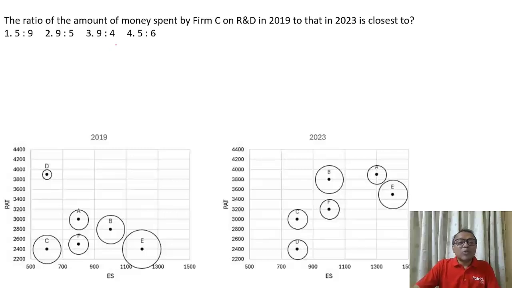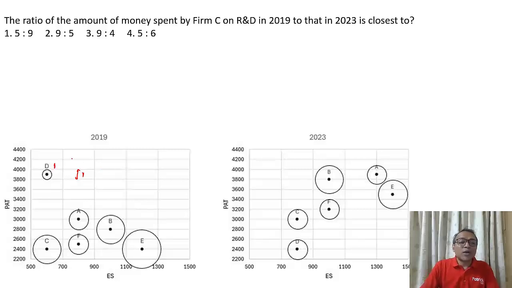So what is the ratio of the amount spent by firm C on R&D? The amount spent on R&D, if you look at 2019, is based on the radius or the diameter of the circle, or the area of the circle. So if I take these 2 points as 1 diameter, so the diameter is 1, so the area will be 1 squared, which is 1. If you know geometry, for two similar figures or two circles, the ratio of the areas is the square of the ratio of the diameters. So I look at the diameter and square it.